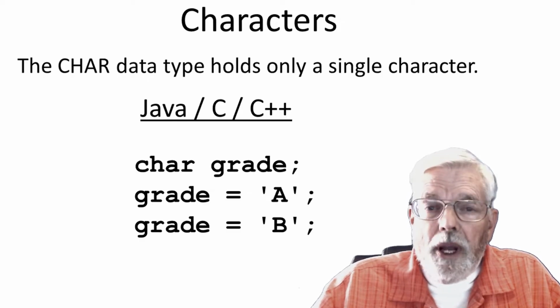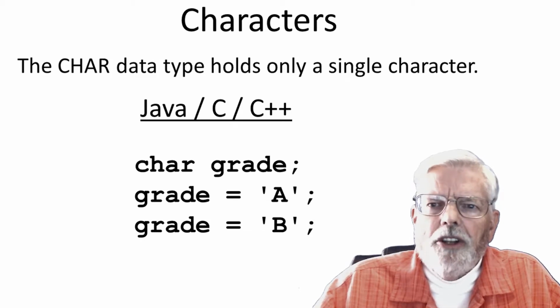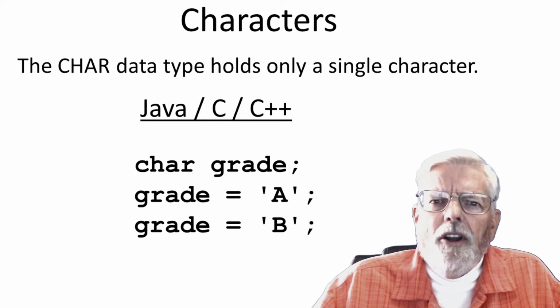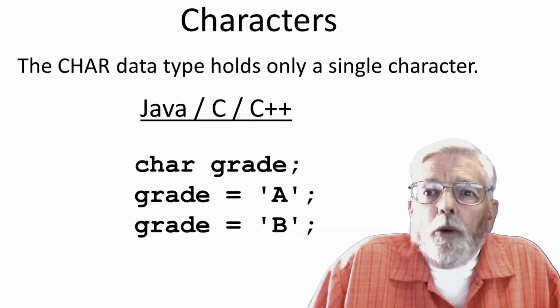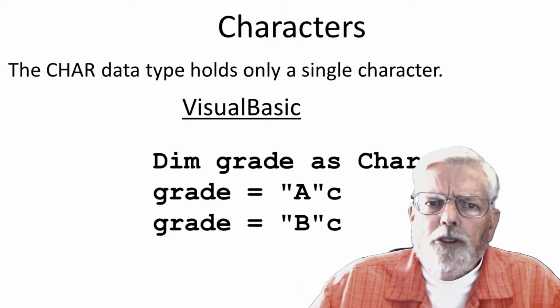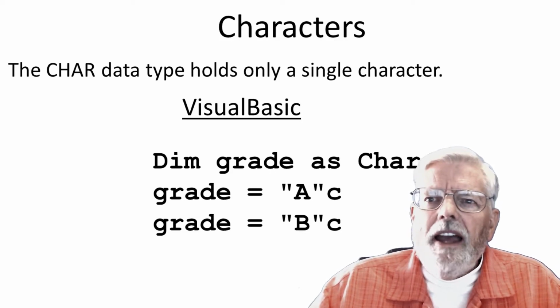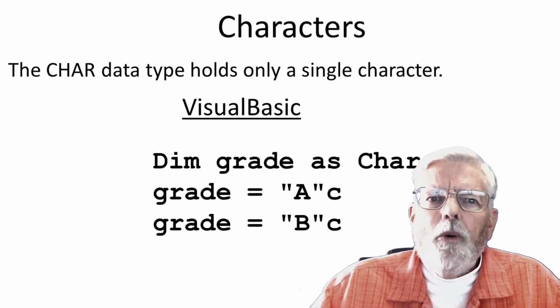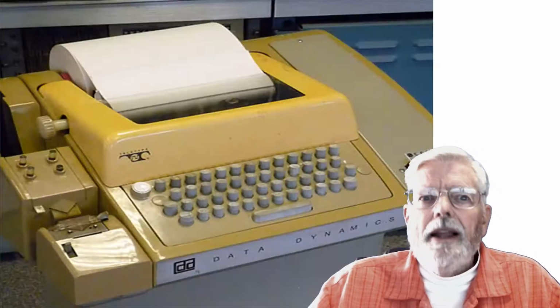Here is how to create a character variable in Java, C, and C++. The char data type is used. The definition for a character literal uses single quotes. The double quotes are used for a string. Visual Basic uses a double quote followed by a small c to define a character literal. The double quote without the c is used to define a string.